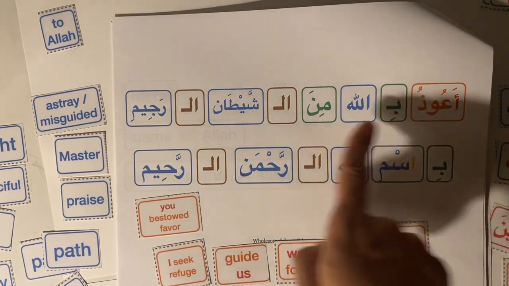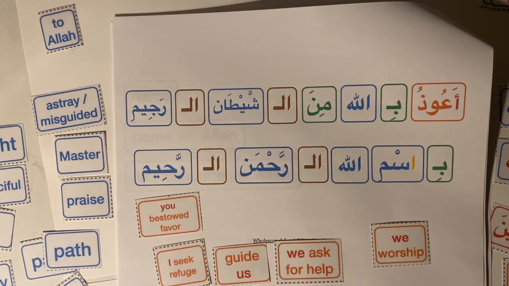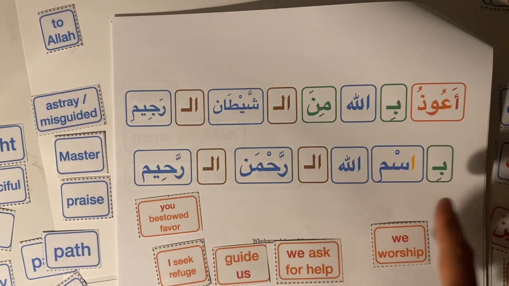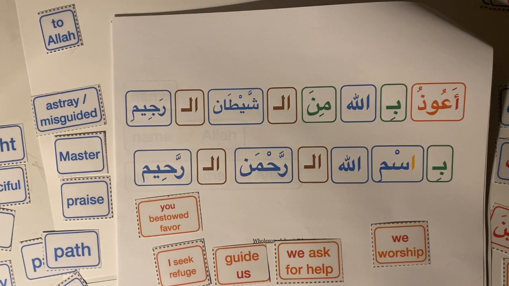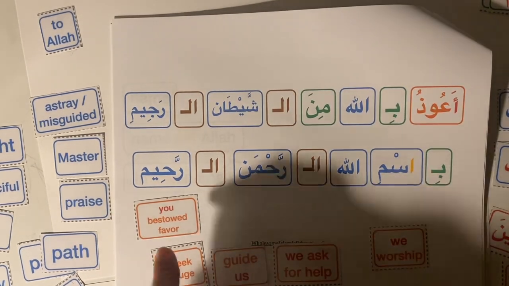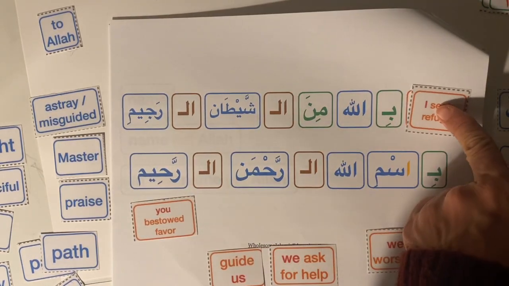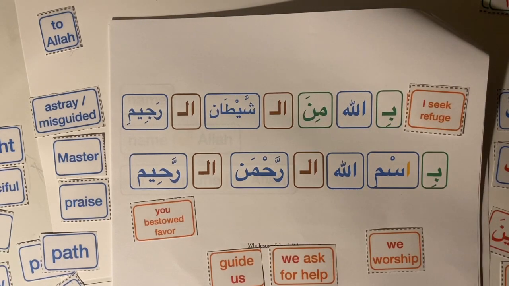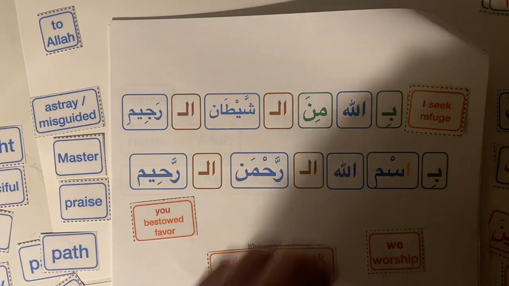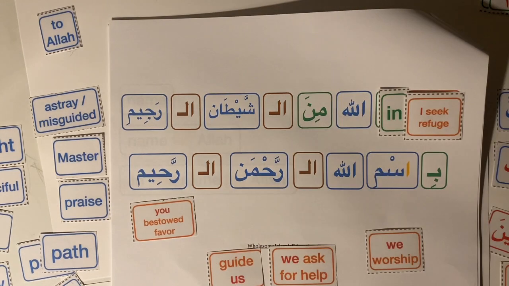The thing is, before you go into this activity, maybe one thing I forgot to mention is that you need to go through the translation of it with your students. So, A'udhu billahi minash shaitanir rajim would be I seek refuge in Allah from the accursed devil. When they know that, now they can use this to say, okay, A'udhu is I seek refuge. You seek refuge. That is basically a short word over here. You seek refuge in Allah, right?